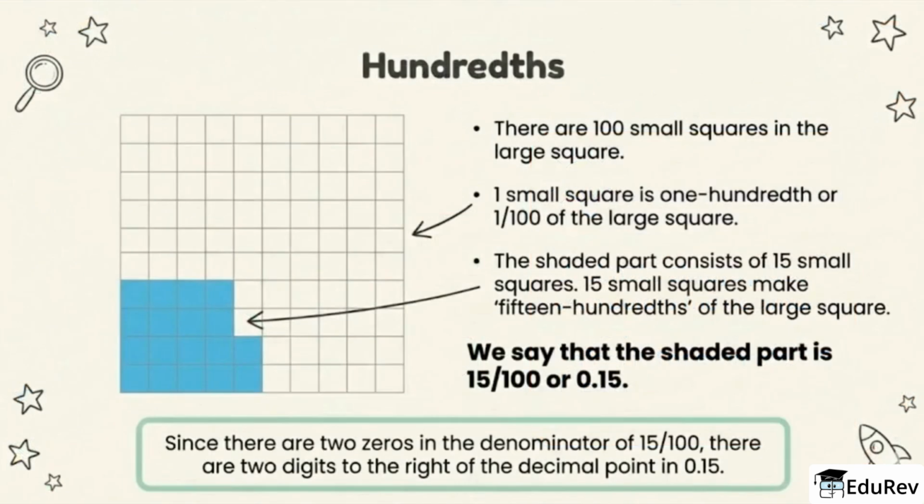Now let's move to hundredths. A large square divided into 100 small squares shows hundredths. One small square is 1/100th, written as 1/100th. If 15 small squares are shaded, that shaded part is 15/100th, which we write as the decimal 0.15. Because the denominator has two zeros, 100, the decimal has two digits after the decimal point.